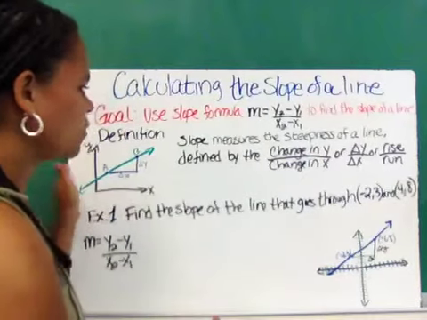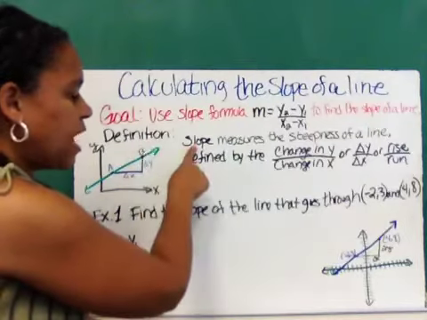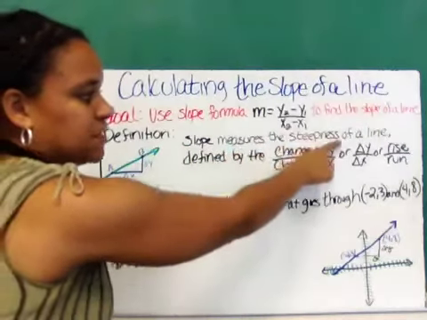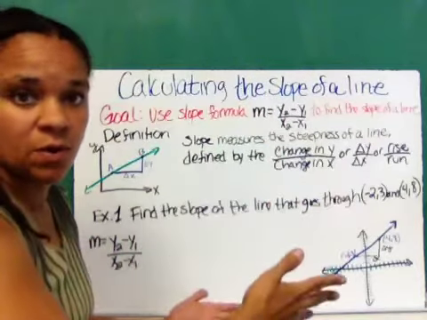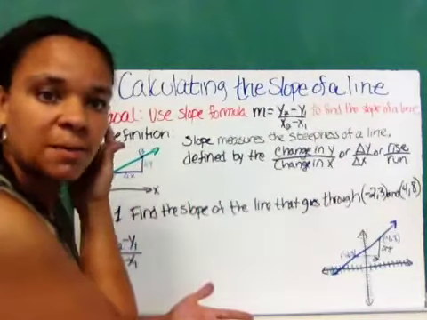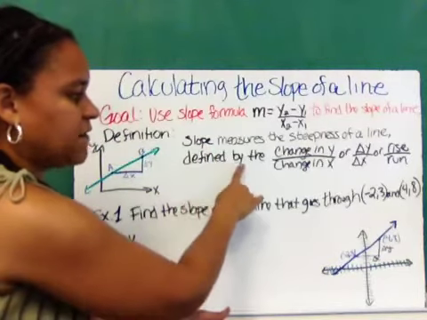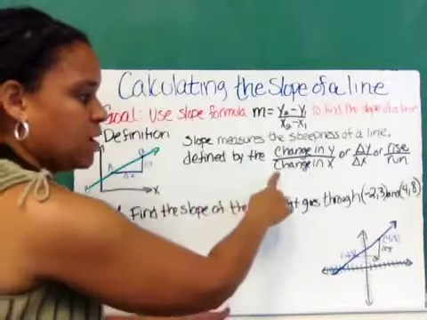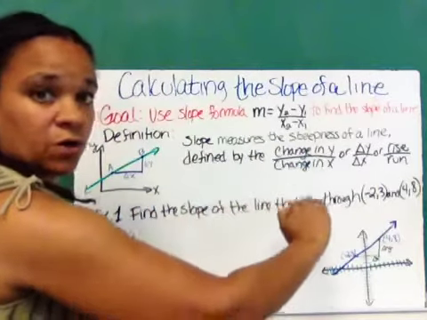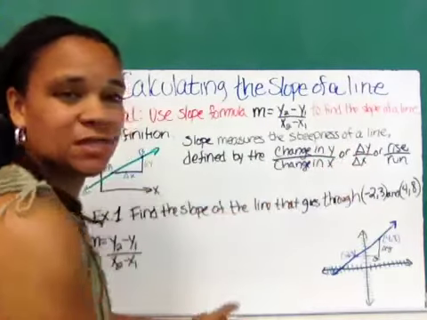So let's talk first a little bit about what slope means, the definition of slope. Slope actually measures the steepness of a line. So we're trying to figure out how steep something is, how steep stairwells are, how steep a hill may be, an incline. So that's what slope measures. And it's defined by the change in y, so that's how far you go up, over the change in x, how far you go lateral. Or you may see delta y over delta x.